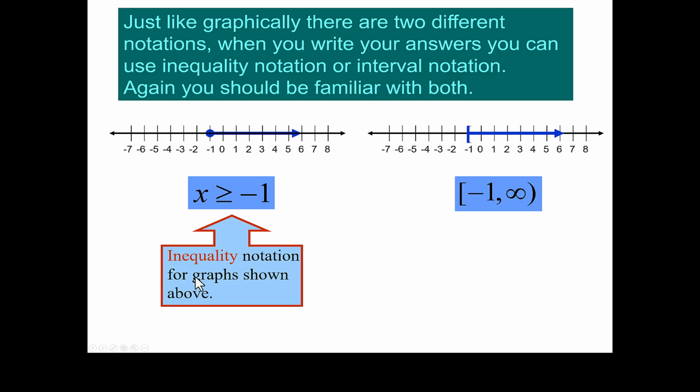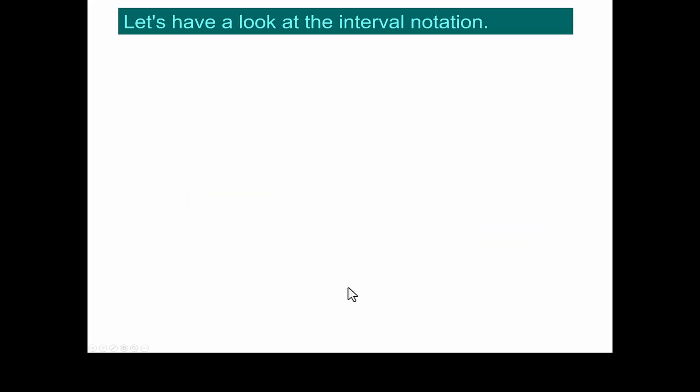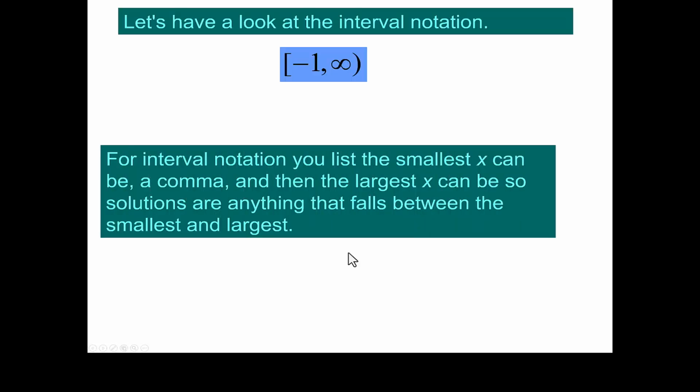Here we have inequality notation for graphs shown above. Here we have interval notation for the graph shown above. Now let's have a look at interval notation. See, it tells us the behavior. The bracket tells us the behavior of the endpoints, whether or not to include them as part of the solution set. For interval notation, you list the smallest x can be, then a comma, and then the largest x can be. So the solutions are anything that falls in between the smallest and the largest.